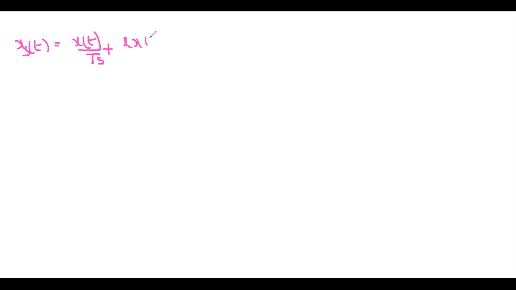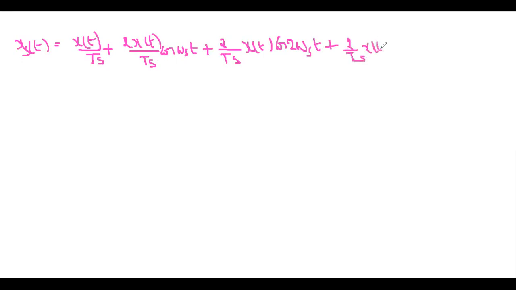2 by ts x of t cos n omega s into t, plus 2 by ts x of t cos 2 omega s into t, plus 2 by ts x of t into cos 3 omega s into t, and so on, my dear students. Okay.